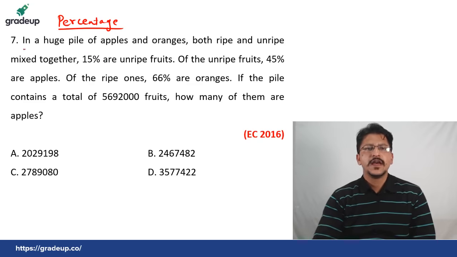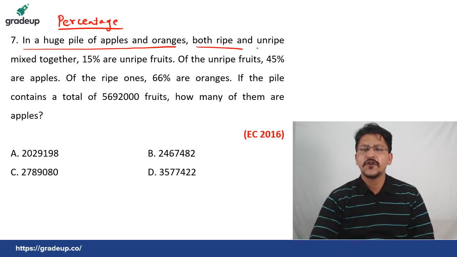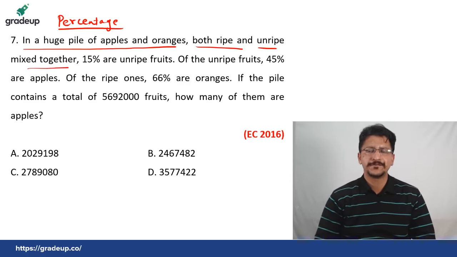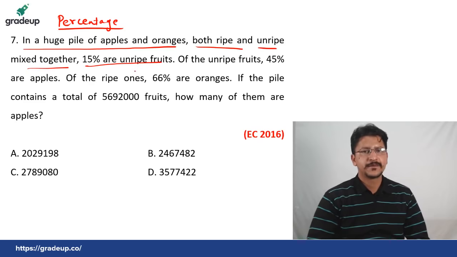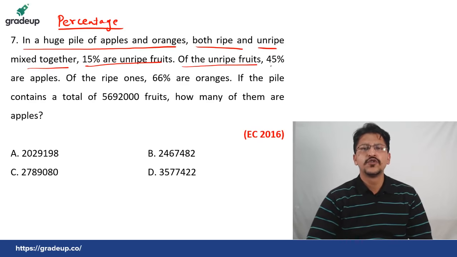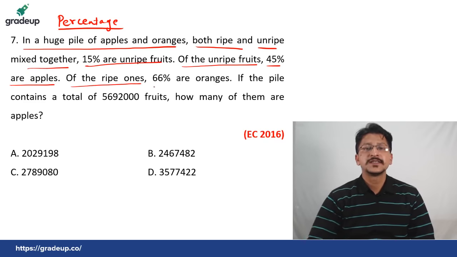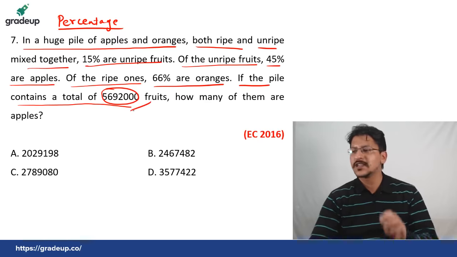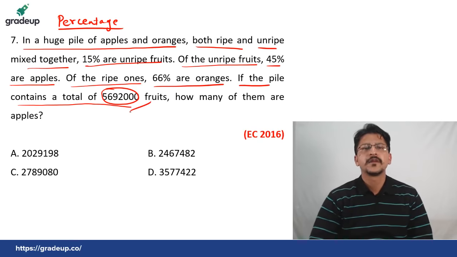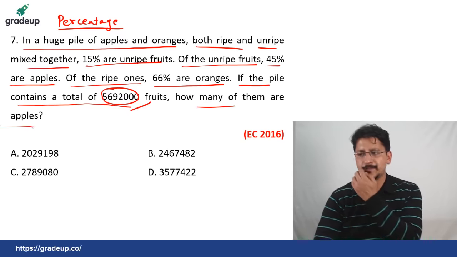See this. In a huge pile of apples and oranges, they are both of the ripe and unripe category and they are mixed together. Of this huge pile, 15% are unripe, and of the unripe fruits, 45% are apples. Of the ripe ones, 66% are oranges. So if the pile contains a total of 56920 fruits, then how many of them are apples?